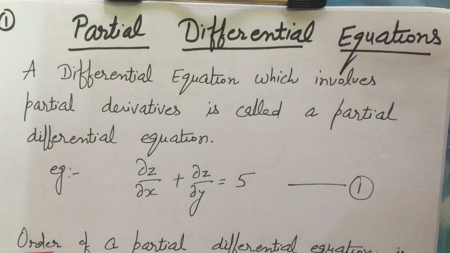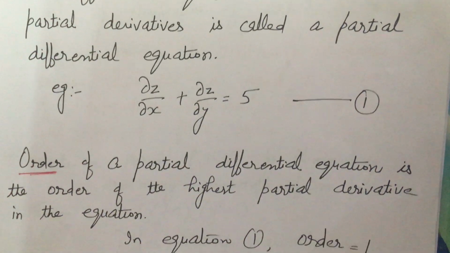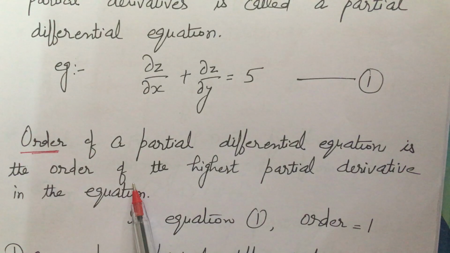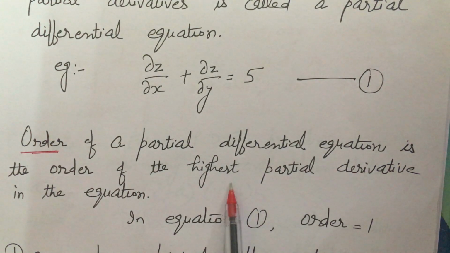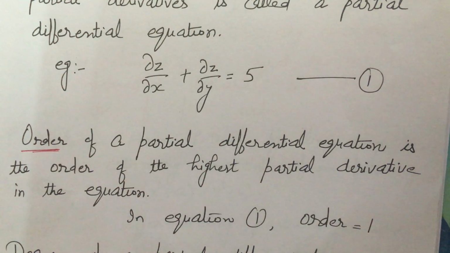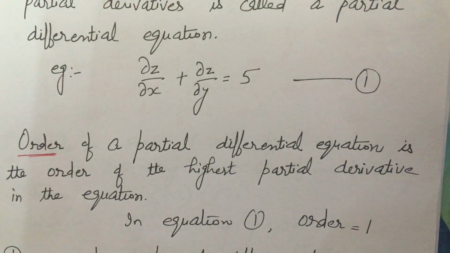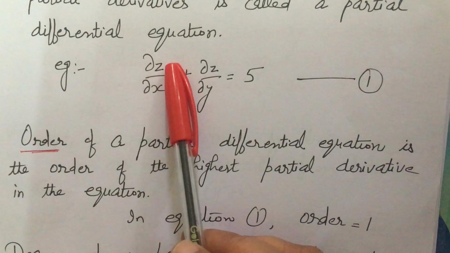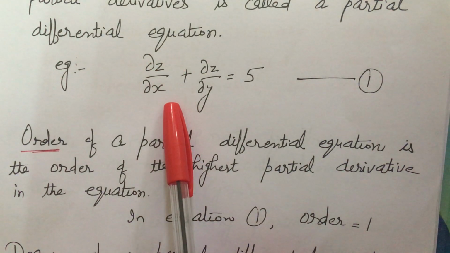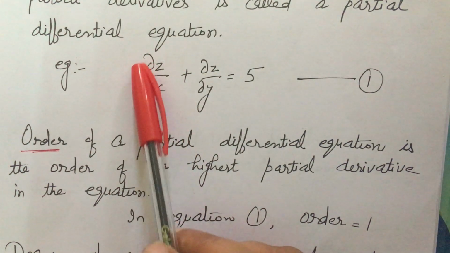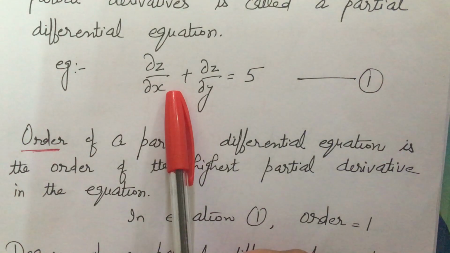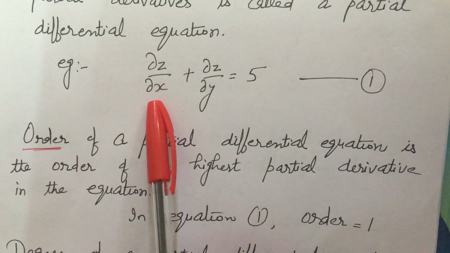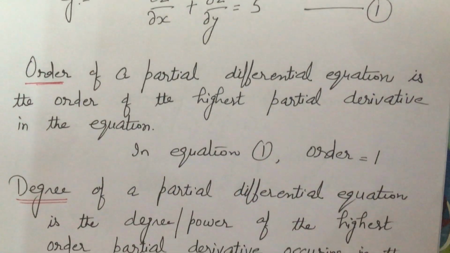Now we will learn what the order of a partial differential equation is. The order of a partial differential equation is the order of the highest partial derivative occurring in that equation. For example, in the given equation, we are differentiating this z with respect to x only one time, only a single time. It means the order of this partial derivative is 1. So we can say that the order of this given PDE is equal to 1.